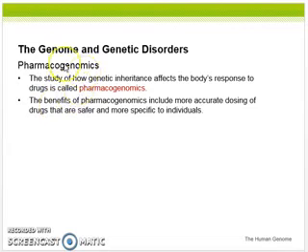This is so cool. Has your doctor asked you, or somebody in your family, or do you have a nurse in your family that works at a doctor's office, maybe mentioned to you, hey, have you had your genetic DNA tested yet? Because it really does make a difference on whether or not certain medications work for you. It's called pharmacogenomics, the study of how genetic inheritance affects the body's response to drugs. And the benefits of this include more accurate dosing of drugs that are safer and more specific to individuals.